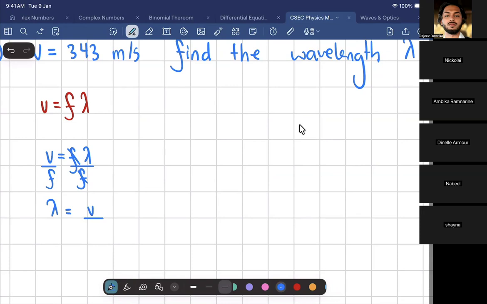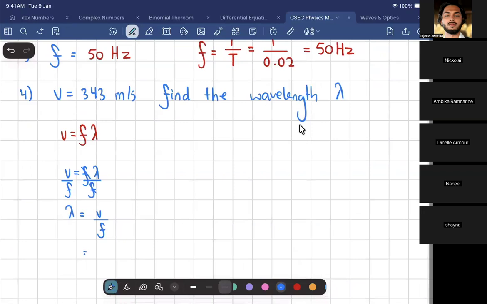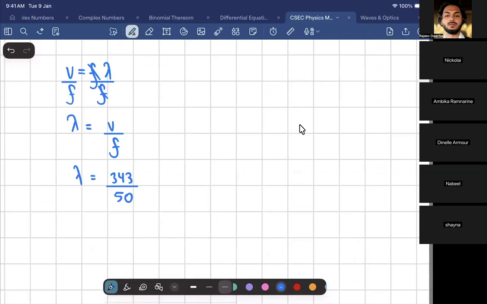Do we know what v is and f is? Yeah, so we shouldn't have a problem, right? v is equal to 343 and the frequency is 50 hertz. What is 343 over 50? 6.86. Right? And what is the unit for wavelength? Could anybody tell me? Ambika, if you want to tell me. Meters. Anytime you see length, meters, right?